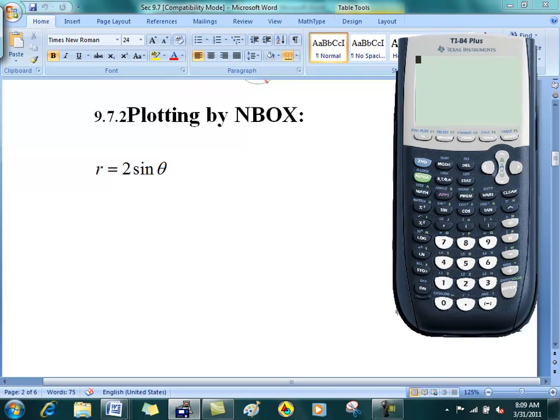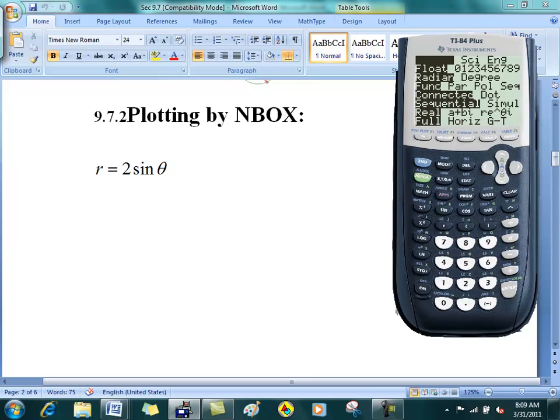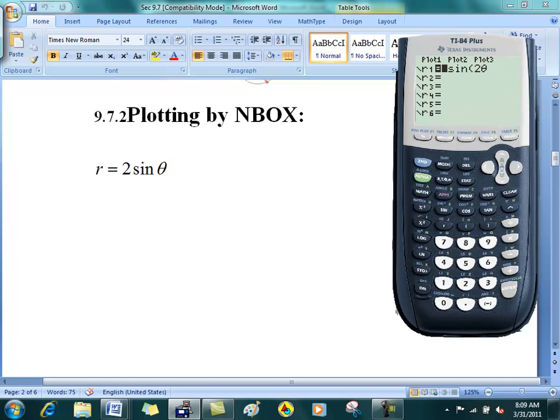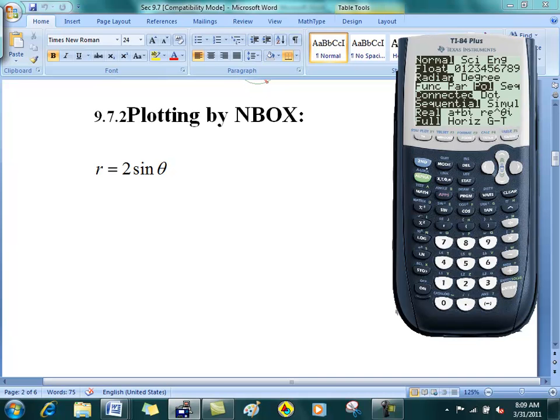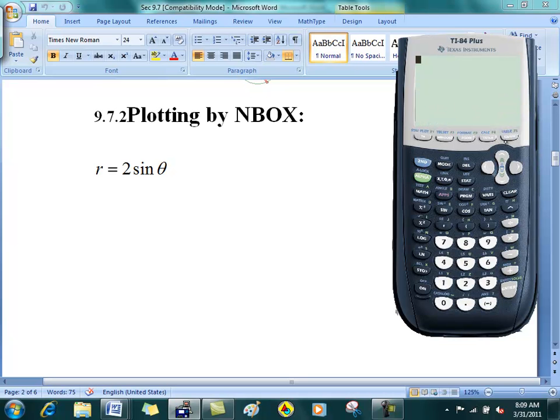What you want to do now is, remember I've told you, we've done FUNC, we've done PAR, and today we do POL, polar. Go into mode and just follow my instructions now. Go to polar, POL, put it in polar mode. And now if you go into y equals, look, the equation looks very different now. Instead of y1, it's r1. So you're going to put in 2 sine theta, and make sure your calculator is in radian mode. And you just graph that.